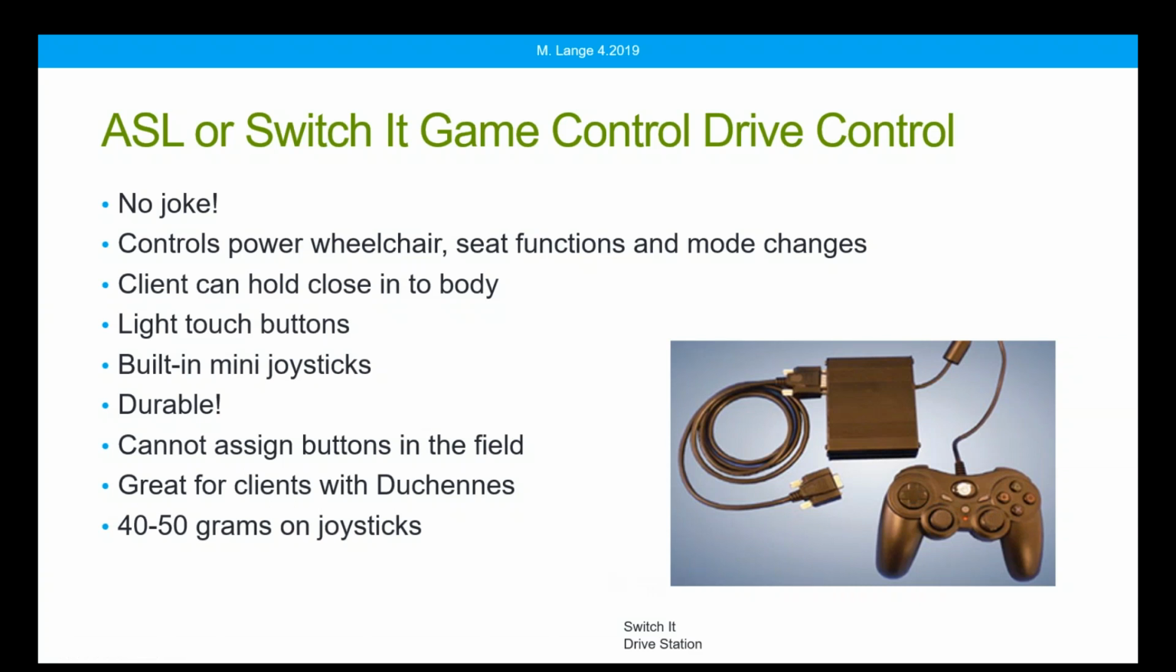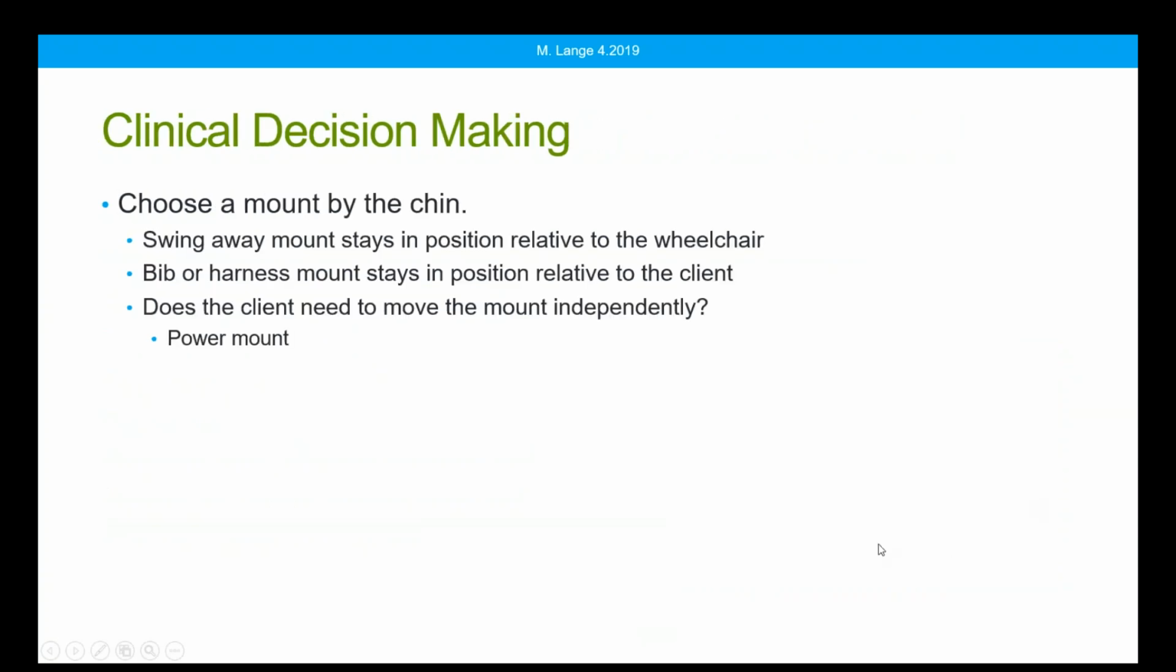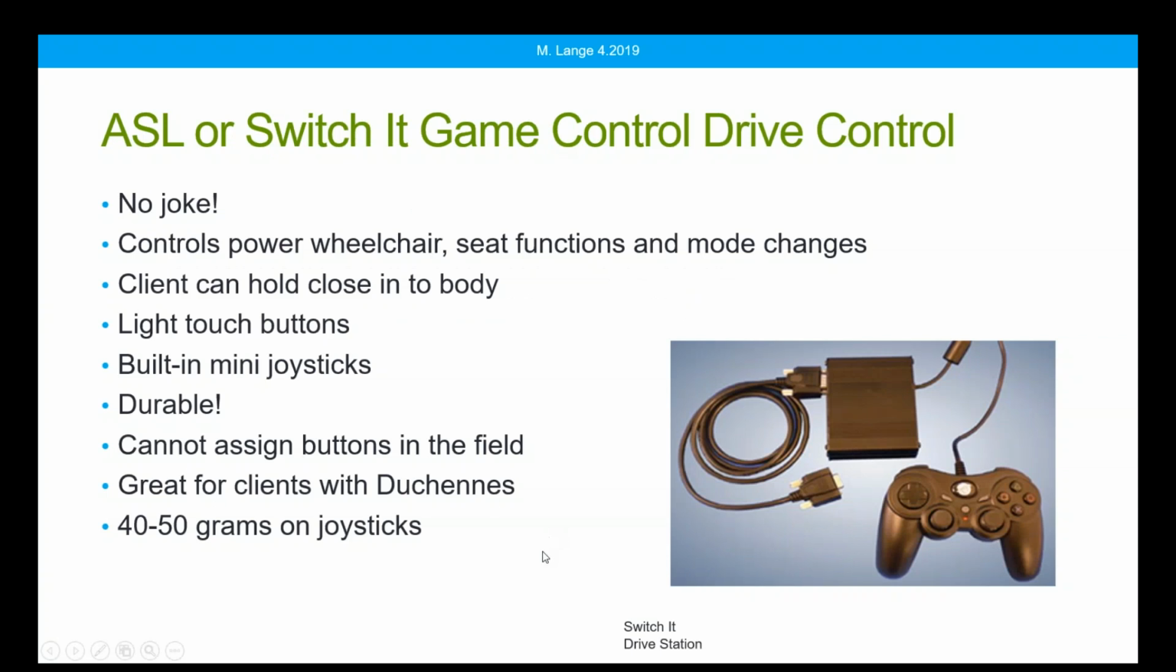These built-in joysticks, depending on which game controller is out at that time, require about 40 to 50 grams of force. There's also a lot of buttons on these. Now, these can't be programmed out in the field, but if you let Switchit know, hey, I want this particular button here to control my client's tilt, and maybe this one here to be a left click, you can do that. They will go ahead and program that for you and ship it to you. Again, they can't be changed out in the field afterwards.